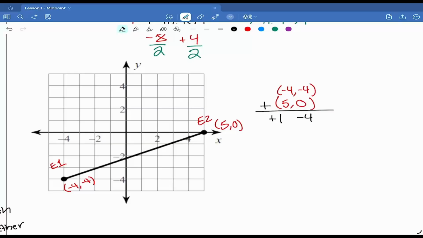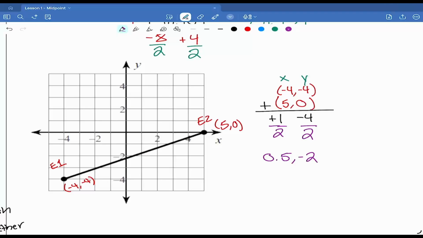All right, so I got my ordered pairs added together. I got my X side added and my Y side added. Okay, now I'm going to do the last step. The last step says to find the midpoint, I have to divide the results of adding by 2. When I take 1 and divide it by 2, it's not a whole number. It's actually a decimal, so you're going to get 0.5. Now, if I take -4 and divide it by 2, that's going to give me -2.